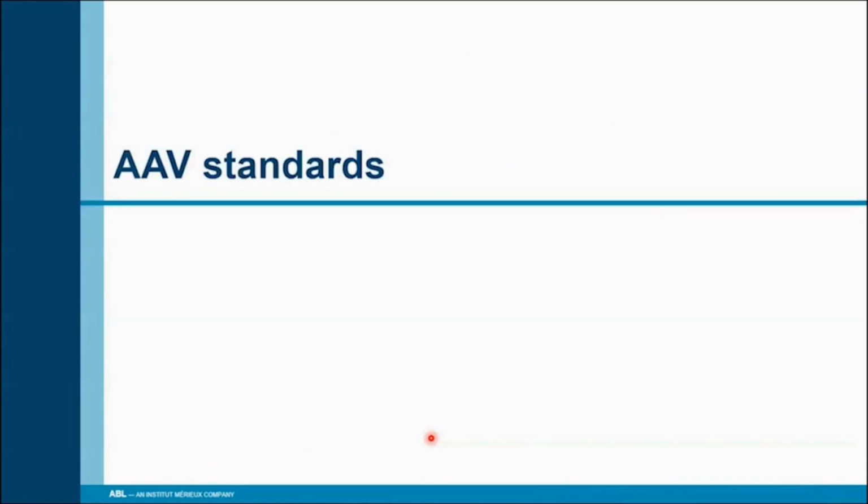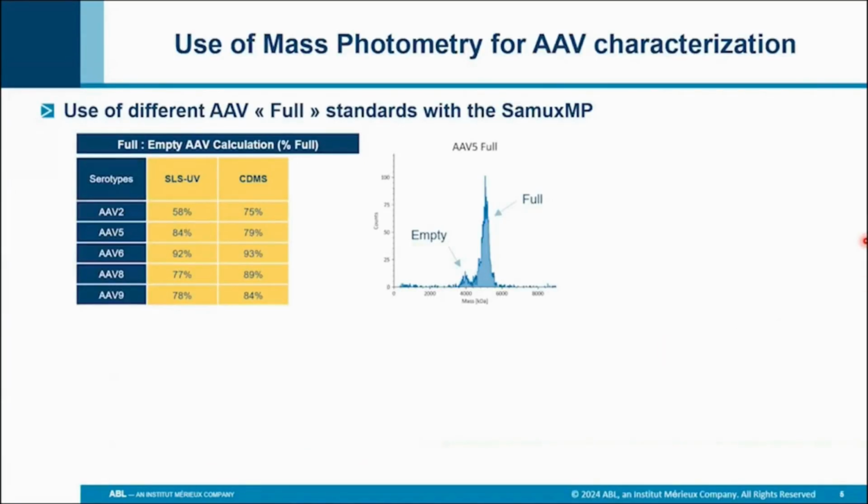So if we start with the standards, we had in our QC lab some AAV full standards. Those standards were and are commercially available. And we had already quite a lot of data on those standards thanks to the supplier. The supplier had performed two orthogonal methods, which were the SLS-UV and the CDMS, giving us already a nice estimation of what we should expect in terms of percentage of full from those standards.